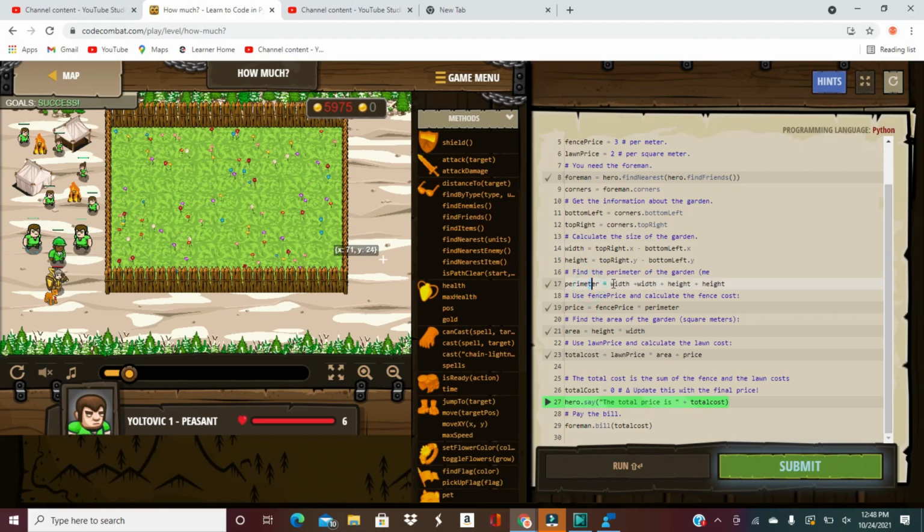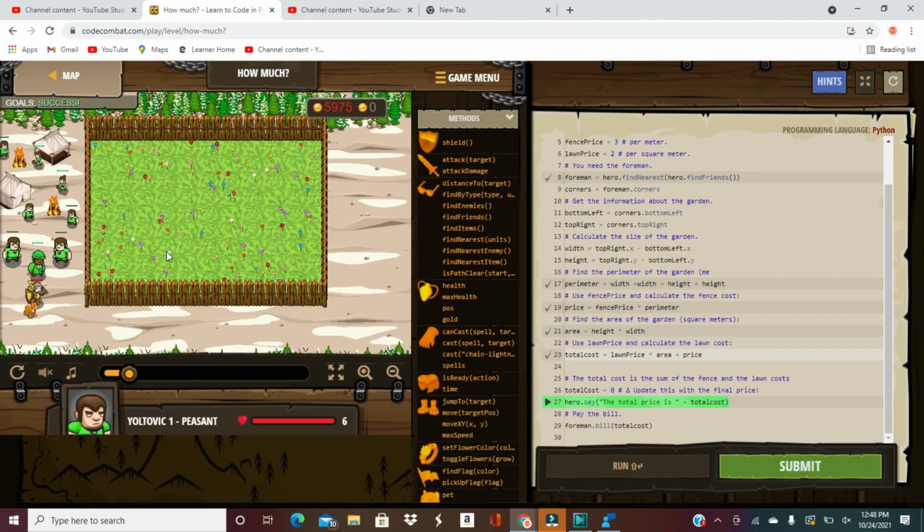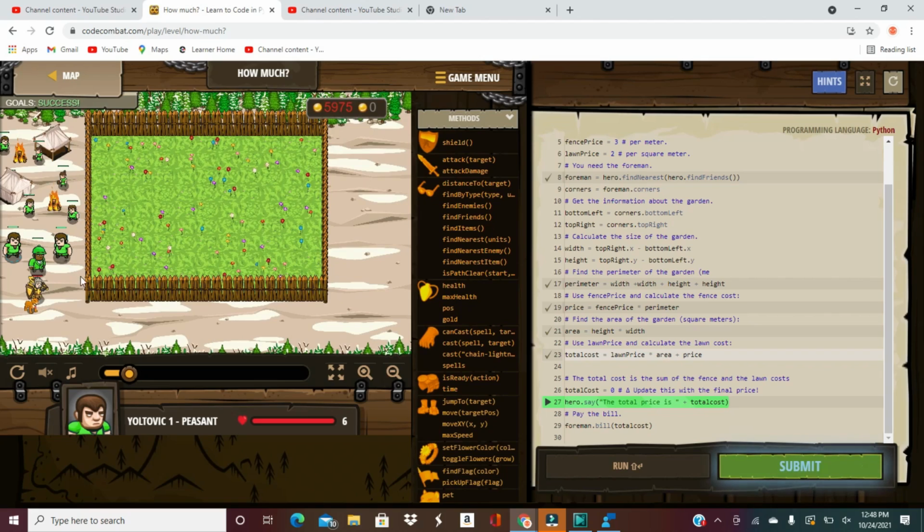That's perimeter, width plus width plus height plus height. Fence is the fence price times perimeter, so then you get the price of the fence. Next in areas, the height times width. Total cost is the lawn price times area. So you get the total cost of the garden inside. Then you get the cost of the fence around it.